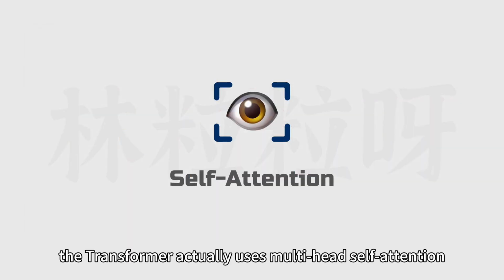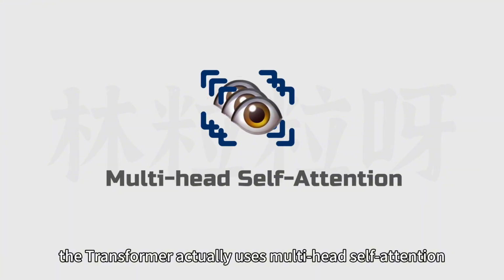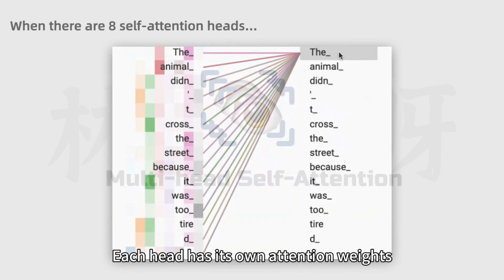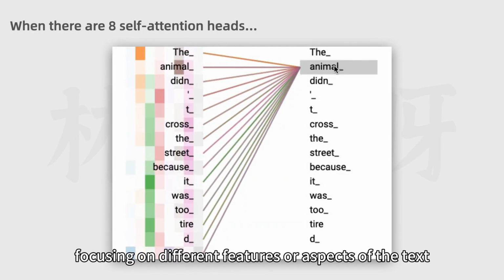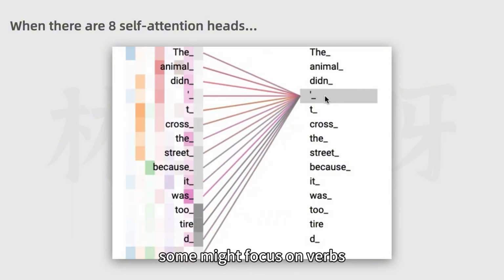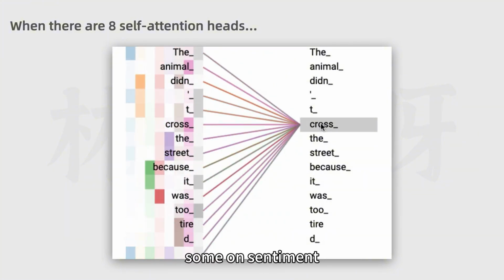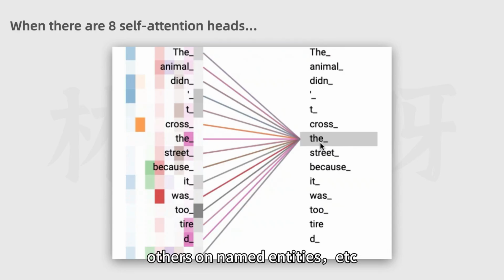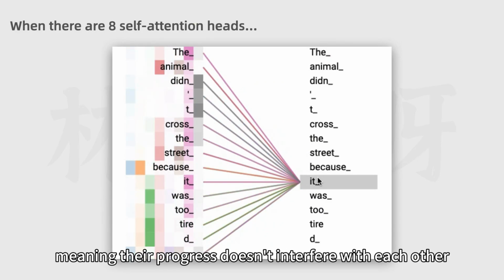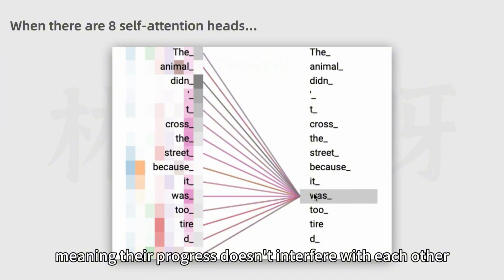Moreover, the transformer actually uses multi-head self-attention, meaning the encoder doesn't have just one self-attention module, but multiple. Each head has its own attention weights, focusing on different features or aspects of the text, for example. Some might focus on verbs, others on modifiers, some on sentiment, others on named entities, etc. And they can perform parallel computation, meaning their progress doesn't interfere with each other.